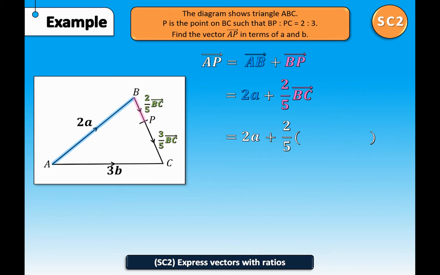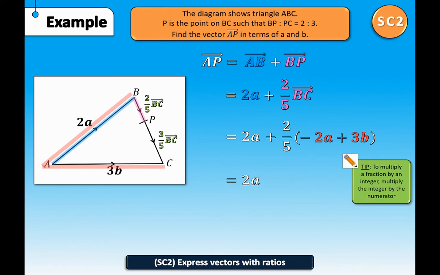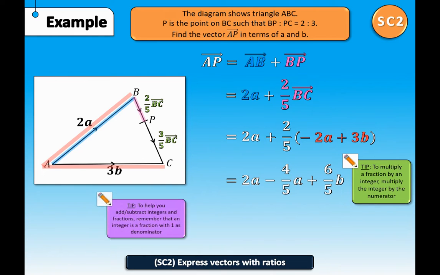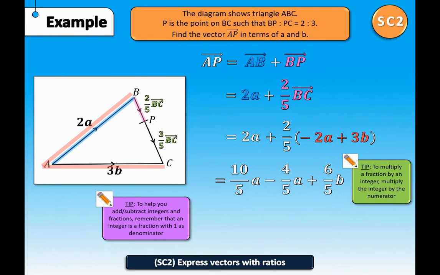We need to work out what B to C is. We go from B to A, and then from A to C. That's minus 2A plus 3B. Again, expand the brackets, and then simplify. So we can turn 2A into 10/5 of A to make it easier to simplify. So A to P is 6/5 of A plus 6/5 of B.